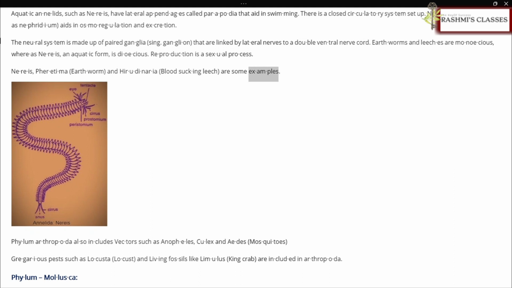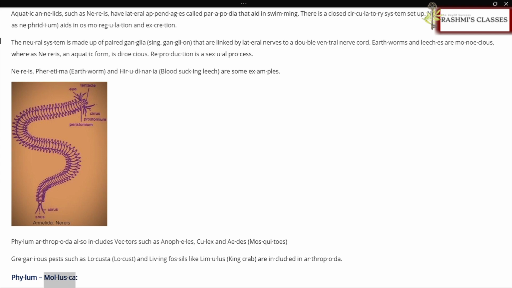Phylum Arthropoda also includes vectors such as Anopheles, Culex, and Aedes, mosquitoes. Gregarious pests such as Locusta, locust, and living fossils like Limulus, king crab, are included in Arthropoda.